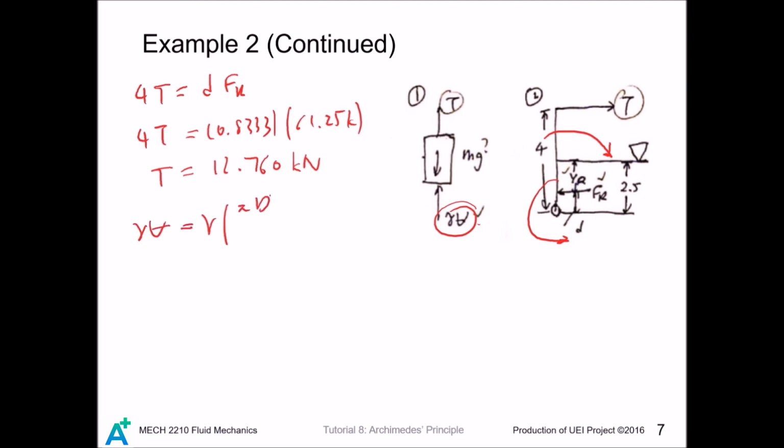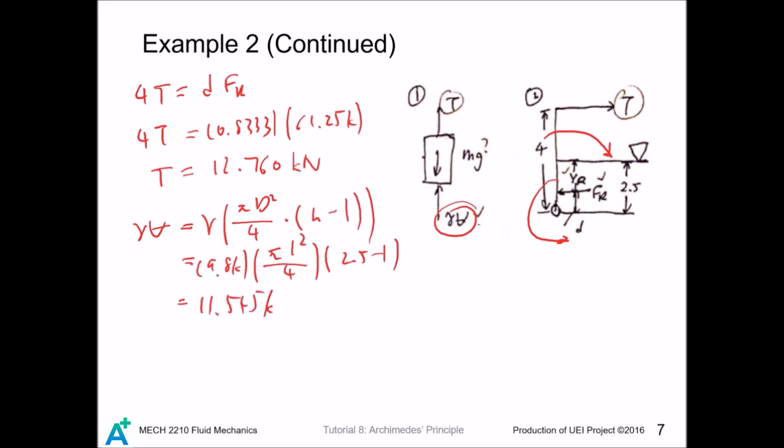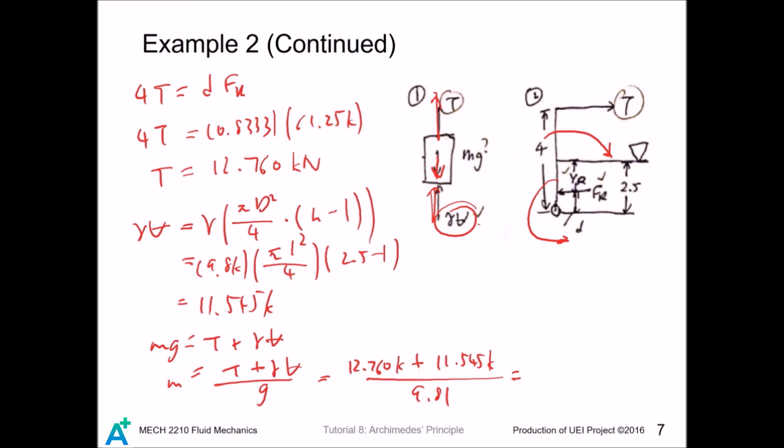Volume equals base area times height, and height is H minus 1. That is 9.8 kN times pi times 1 squared divided by 4, times 2.5 minus 1. And here we have these two forces going up and the weight going down. So we have mg equals T plus gamma V, and that is mass equals T plus gamma V divided by g. We plug in the values, and we are done with this example.